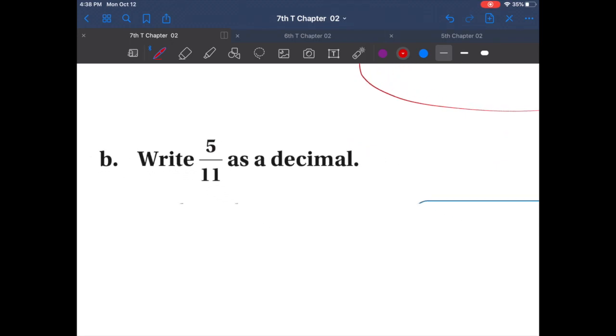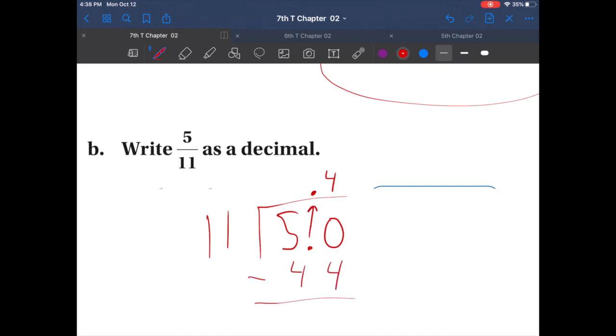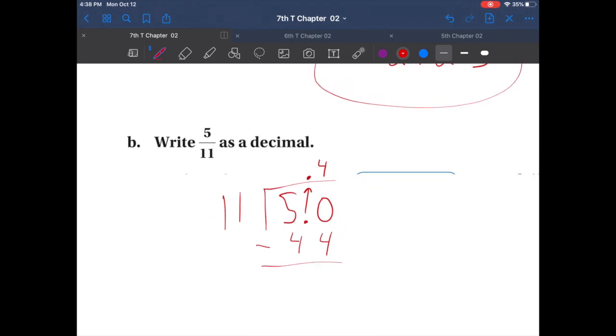Write 5/11 as a decimal. All we need to do is divide. 5 divided by 11. Can 11 go into 5? No, it can't, so we can add a 0. Can 11 go into 50? Yes, it can. 4 times. Don't forget to add your decimal. 4 times 11 is 44. We subtract that. 50 minus 44 is 6.